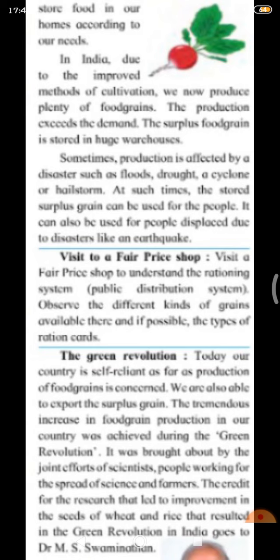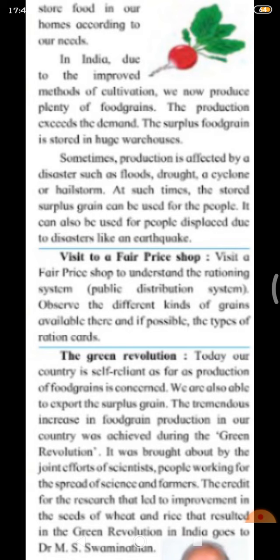Children, but it may happen that sometimes the production is affected by disasters such as floods, drought, cyclone, or hailstorm. At such times, what is to be done? The stored surplus grain can be used for the people. Means people will also get the food, and it can also be used for people displaced due to disasters like an earthquake. So children, instead of getting wasted, the grains or the crops can be used for the people to eat.